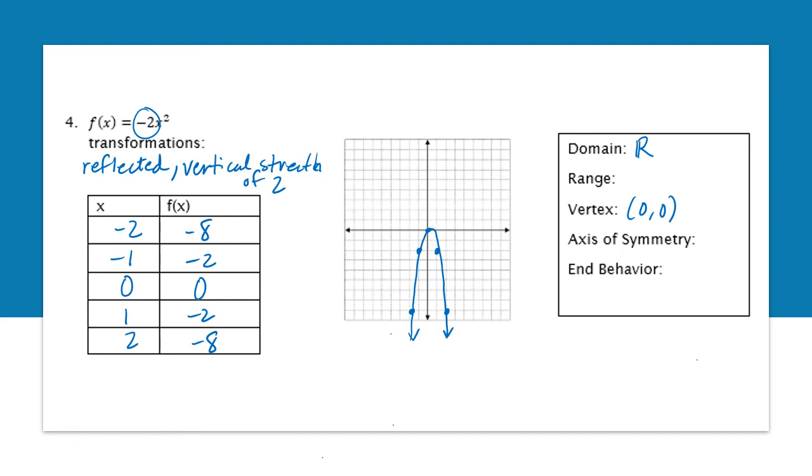The range will still be an inequality, but it's a little bit different. Now that the graph is upside down, I don't have a lowest point anymore.